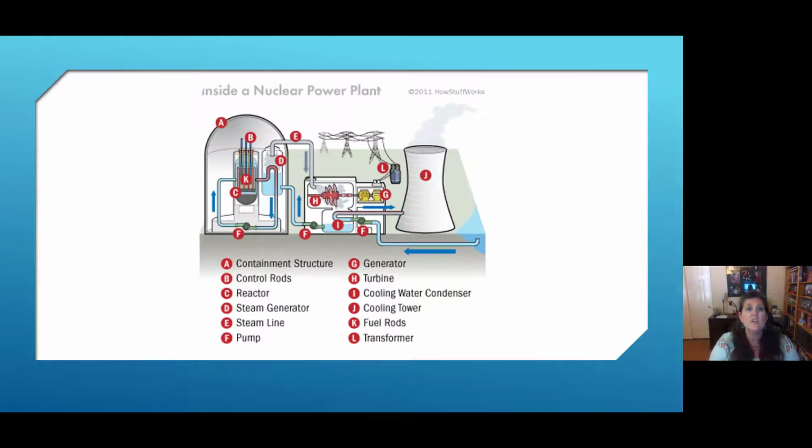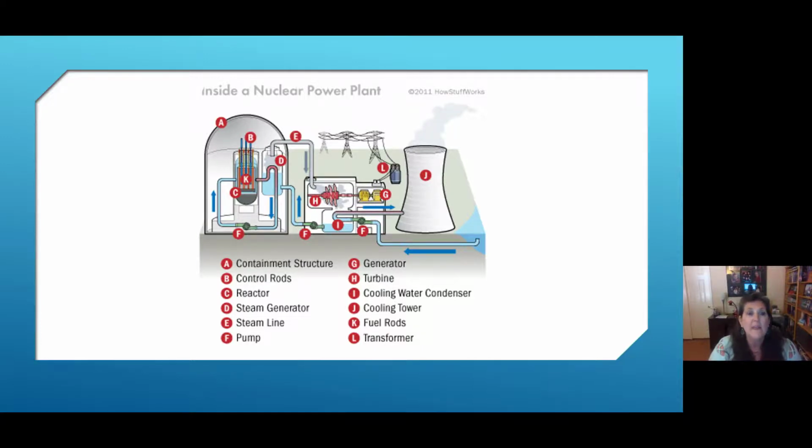Here's just another picture of the power plant. You can pause here if you want to. Again, A is a big concrete containment structure at the power plant, and those are designed to resist being hit by an airplane. Okay, again, they're double-hulled to resist being hit by an airplane. So you can't crash an airplane into a nuclear power plant. And remember, it can't explode like a bomb anyway, but a lot of people don't know that.